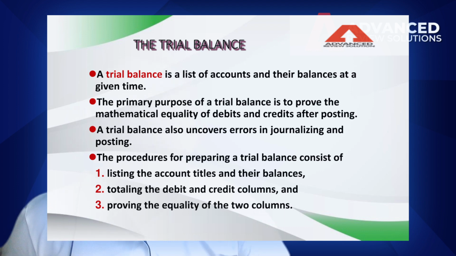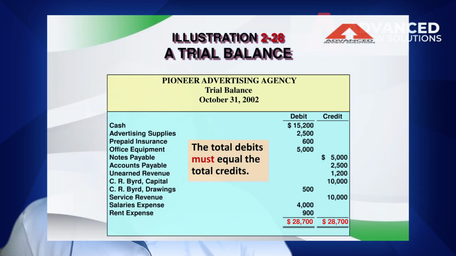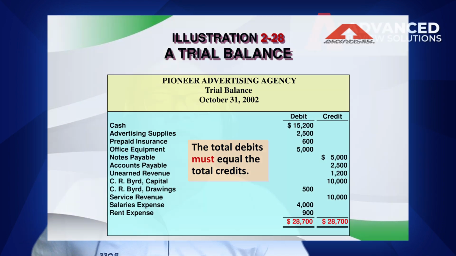Okay? This is our sample trial balance. If you notice, we have cash followed by advertising supplies, prepaid insurance, notes payable, accounts payable, unearned. So what comes first? You record first all your assets in terms of liquidity, followed by your payables, followed by your owner's equity, then drawings, then revenue and expenses. Class, if you notice, both columns have a balance of 28.7 and 28.7. So, are we balanced? The answer is yes.